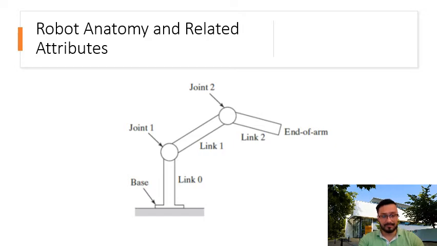For example, this link here is the input link to joint number 1. This joint number 1 is the first in the series of joints used in the construction of the robot. The output link of joint number 1 is link number 1, and link number 1 is the input link to joint number 2, whose output link is link number 2, and so on, as you can see in this figure.